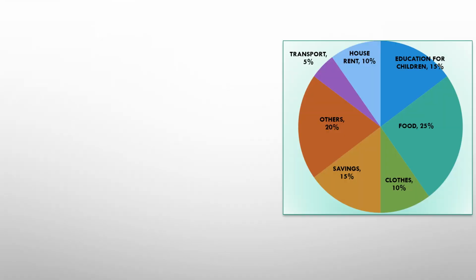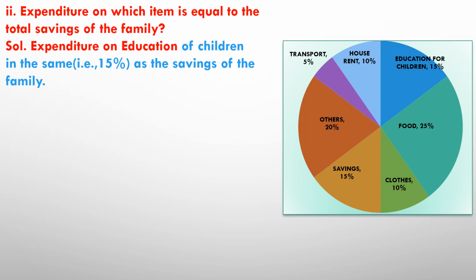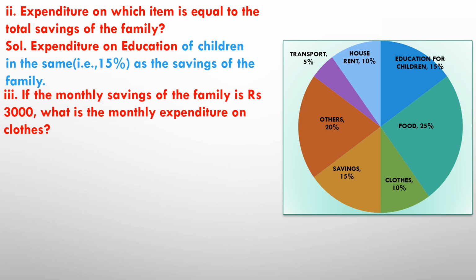The expenditure on which item is equal to the total savings of the family? Looking at the pie chart, we can see that the expenditure on education of children is the same as the savings of the family. Both are 15%. If the monthly savings of the family is rupees 3000, what is the monthly expenditure on the clothes?